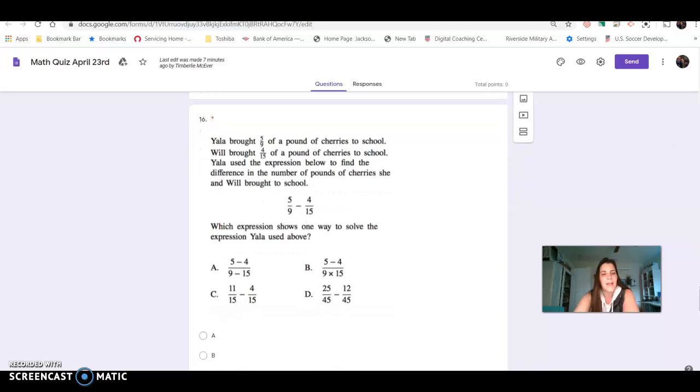16. Yala brought 5/9 of a pound of cherries to school. Will brought 4/5 of a pound of cherries to school.